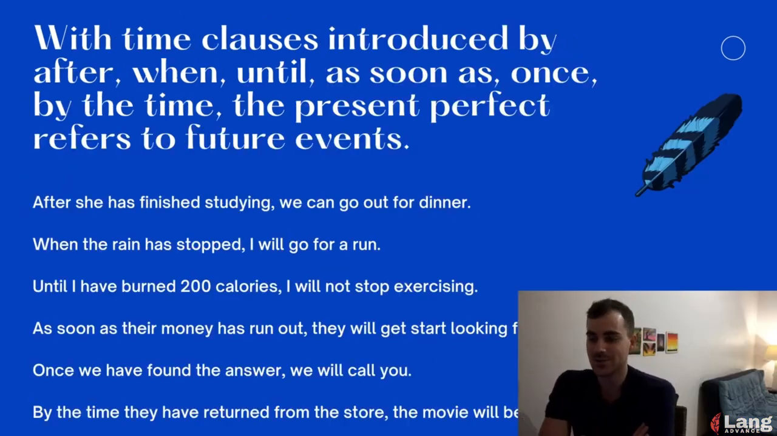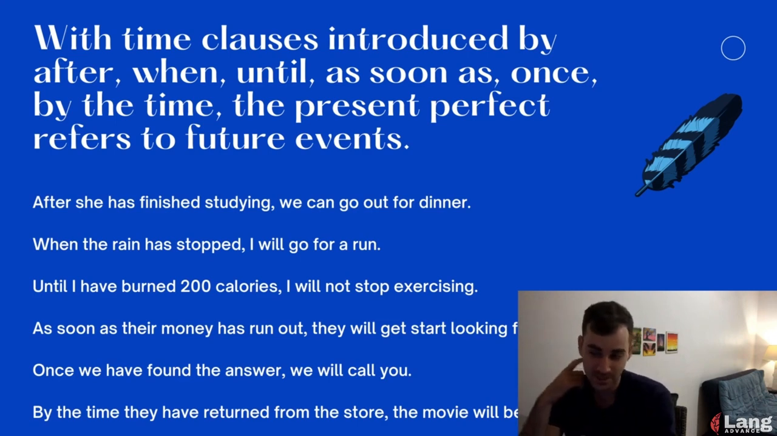With time clauses introduced by after, when, until, as soon as, once, by the time, the present perfect refers to future events. It's kind of a mouthful. Let's look at some examples.